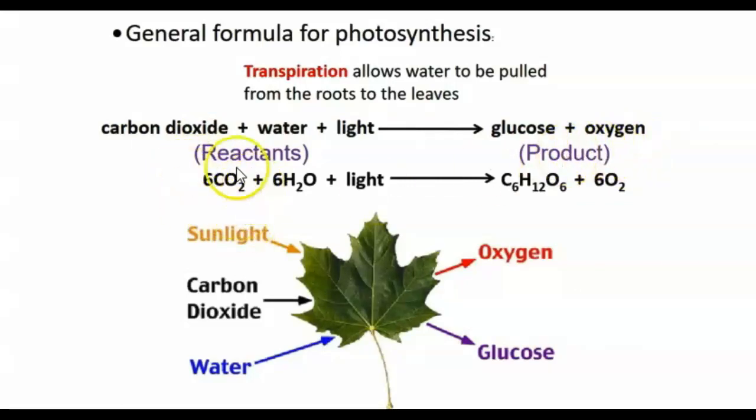Chemically, CO2 is our chemical formula for carbon dioxide. H2O is water. Again, we have our light. Glucose is written as C6H12O6, so carbon, hydrogen, and oxygen, and these little numbers represent how many of those there are in our molecules. So we have 6 carbon, 12 hydrogen, and 6 oxygen atoms that are all bonded together, and then O2 is our oxygen. Okay?